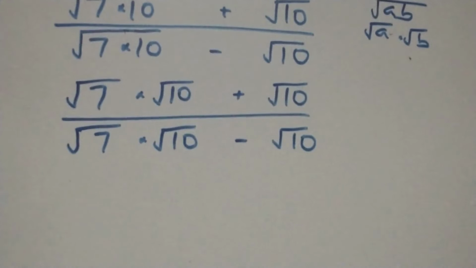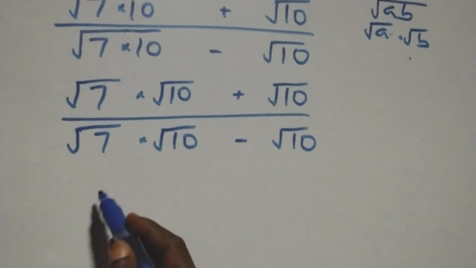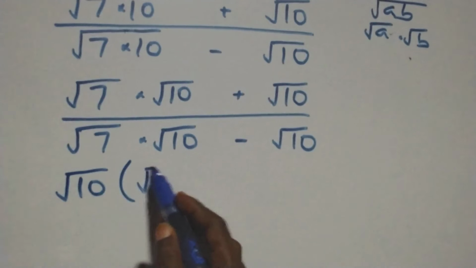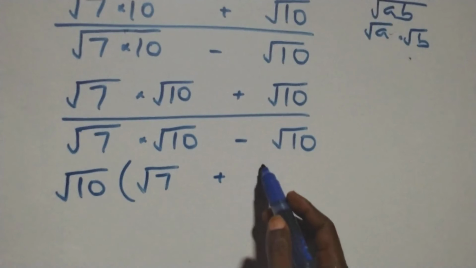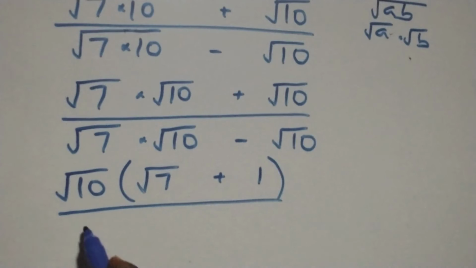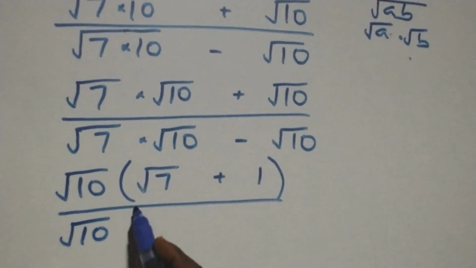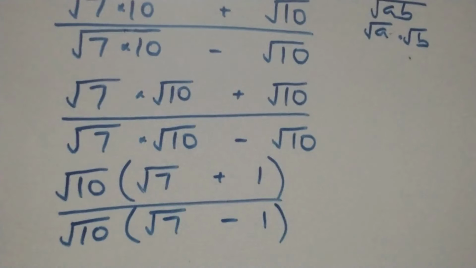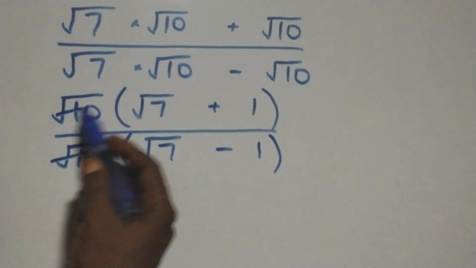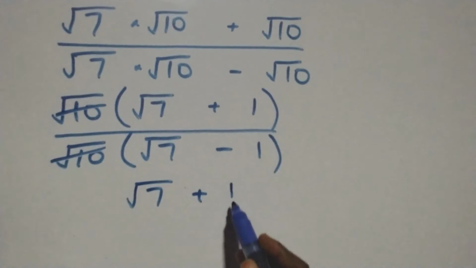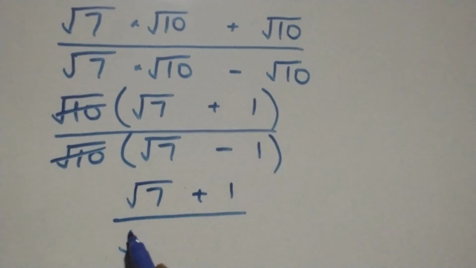The next step here, root 10 is common up here. We factor it out, and this becomes root 10 into brackets, root 7 plus 1, divided by root 10 into brackets, root 7 minus 1. This root 10 cancels out, and this becomes root 7 plus 1 over root 7 minus 1.